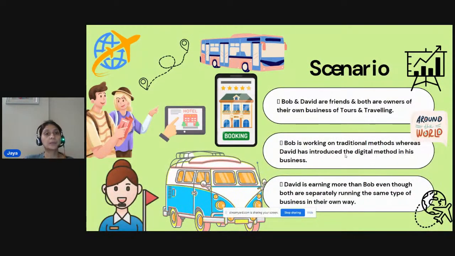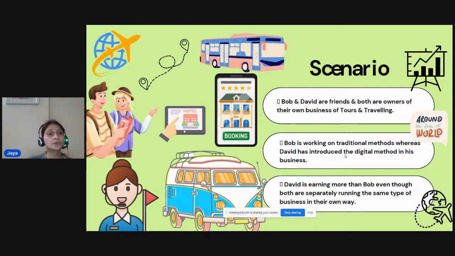So my first slide comprises a scenario where there are two friends named Bob and David, who are running a business of tours and travel. But in this case, David is earning more and Bob is earning less. They are using two different methods to run their business. Bob is struggling to get his business to run, whereas David is earning more and more and running his business very smoothly. What is the reason behind it?